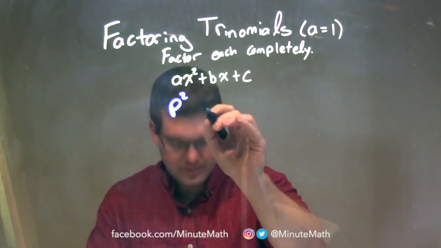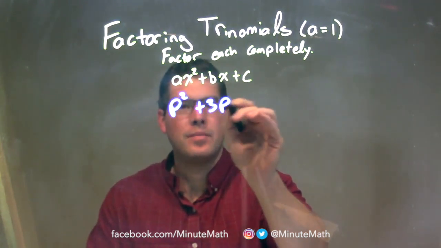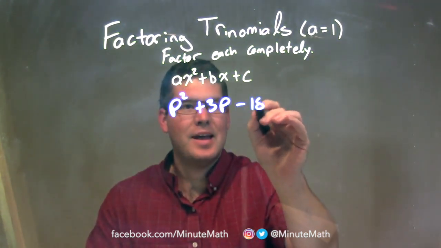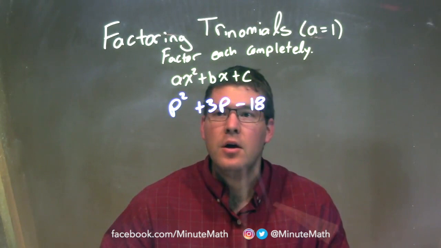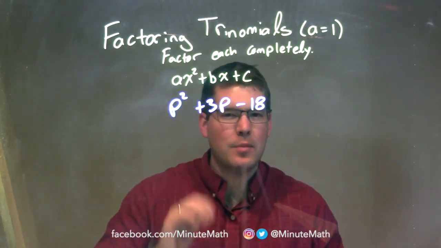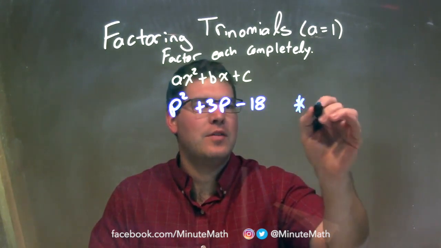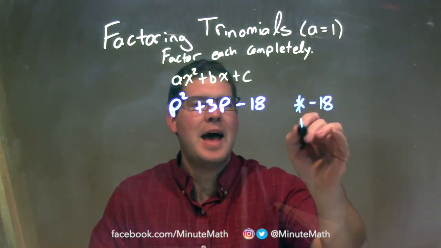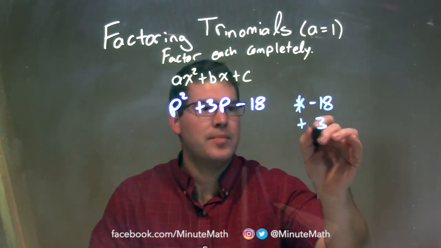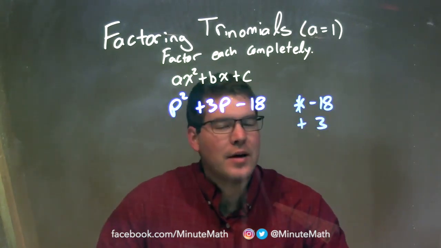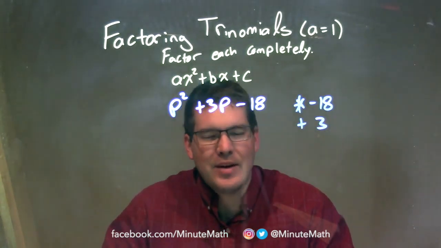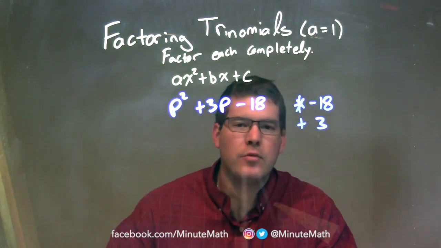p squared plus 3p minus 18. Okay. Well, since we have an a value of 1, this becomes fairly easy now. We ask ourselves this question: what multiplies to our c value, which is negative 18, but adds to be our b value, which is 3? So when I think about negative 18 and 3, I'm thinking maybe 6 and 3, right? 6 times 3 is 18.